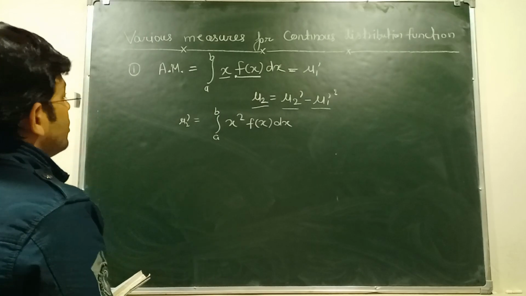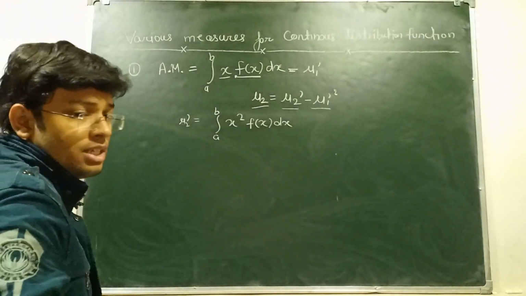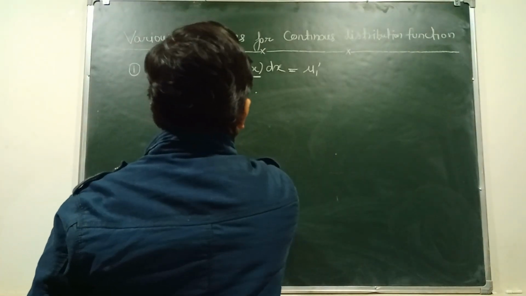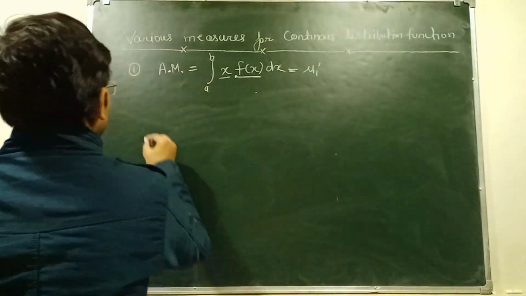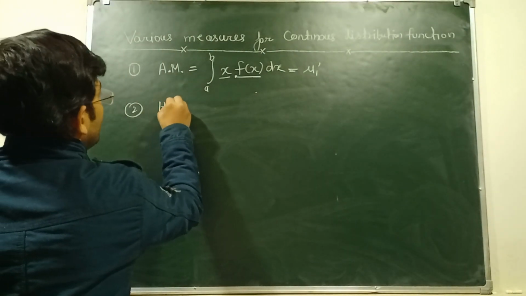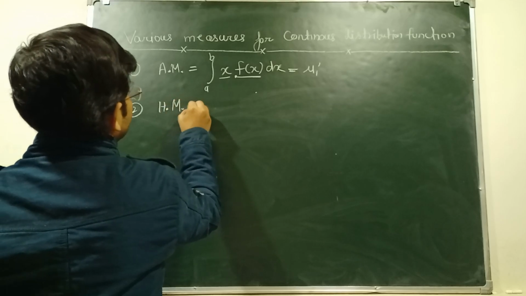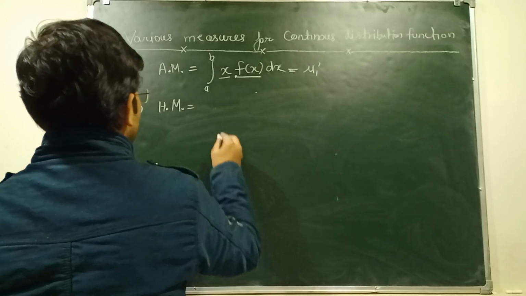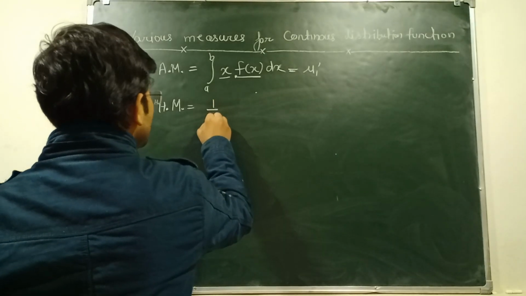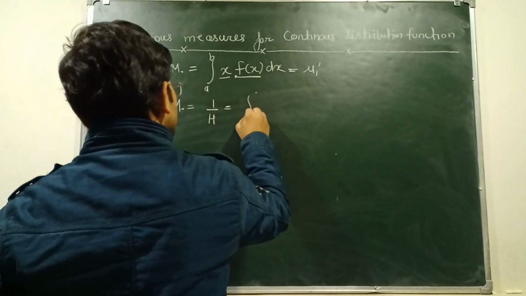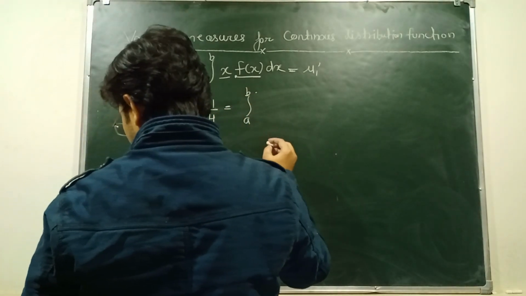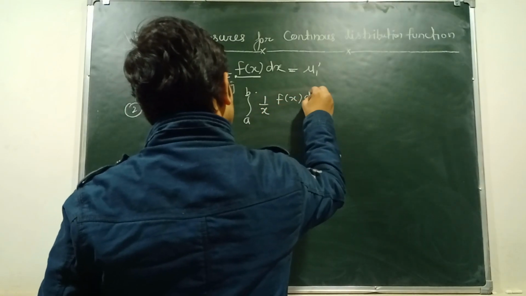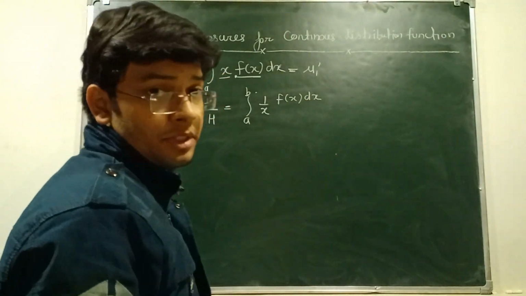Now the second one is the harmonic mean. If we want to find the harmonic mean, the formula would be 1 upon H is equal to the integral from a to b, our limits, of 1 upon x times f(x) dx. So this is the formula of the harmonic mean.